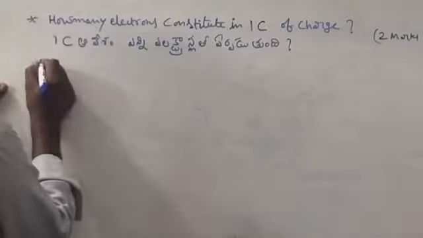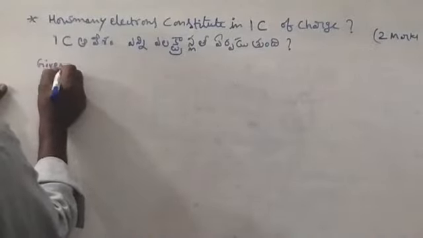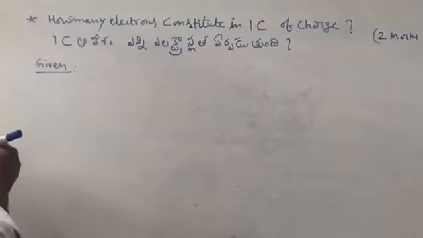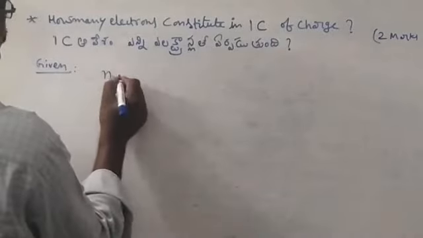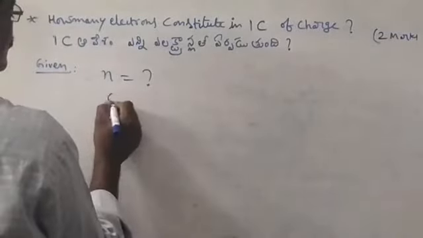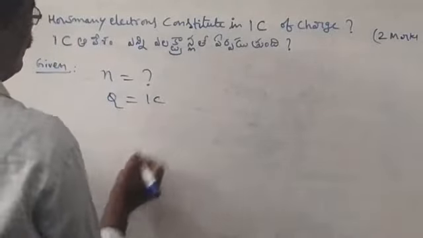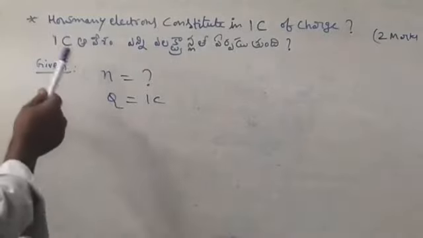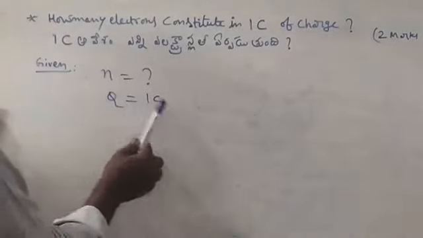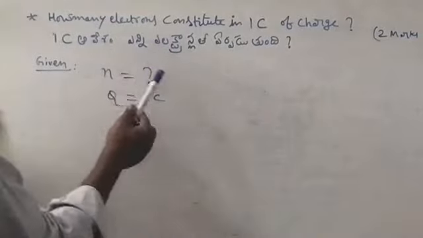Given data. How many electrons? That is, n is equal to how much? Constituting 1 coulomb of charge. Q is equal to 1 coulomb. Given Q is equal to 1 coulomb, n is to be found out.